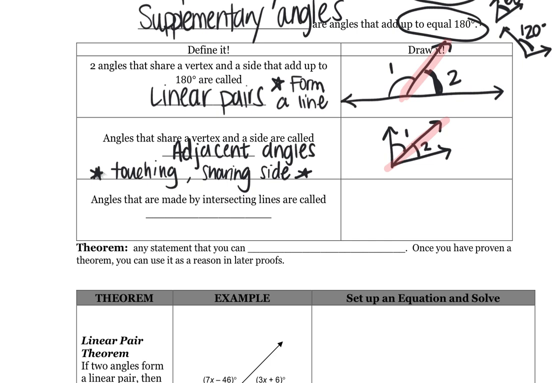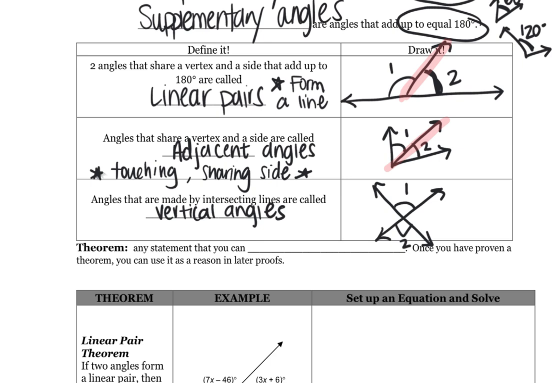All right, third definition here in this little table. Angles that are made by intersecting lines are called vertical angles. This is another very important definition. Vertical angles. Angles that are formed by intersecting lines. How would this look like visually? Let's draw two different lines that are intersecting, that are touching. And I would say that this angle and this angle, I'll call this one angle 1, and this one is called angle 2. These two angles are vertical angles.